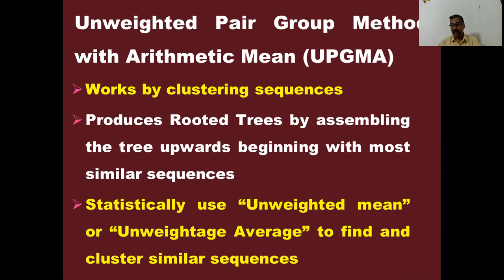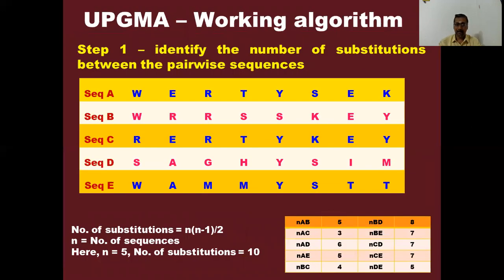You should very clearly define what your aim is, and based upon the aim, based upon the goal, select the method. But this is a very good primitive method. To have a primitive idea, it is harmless to exercise this particular method. It produces a rooted tree, which contains root, branches, internal nodes, terminal nodes or leaves, etc. Statistically, it uses the unweighted arithmetic mean to calculate the distances between the species.